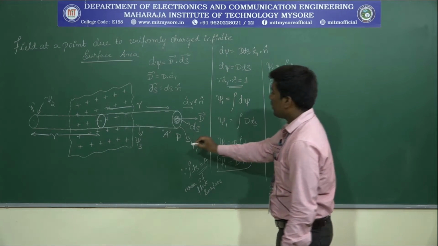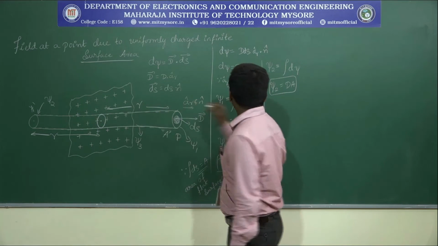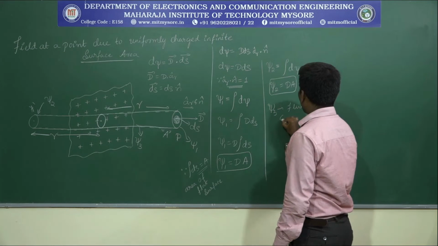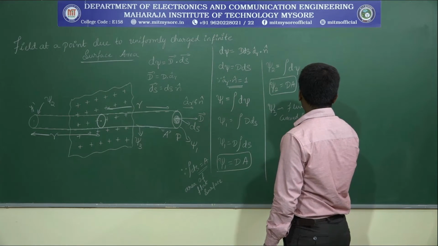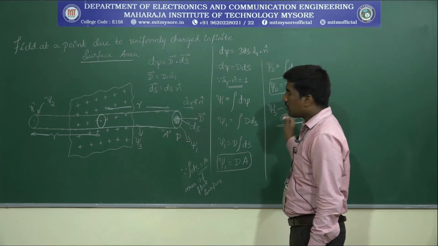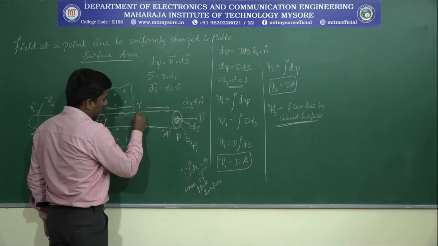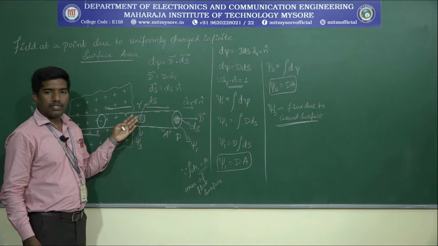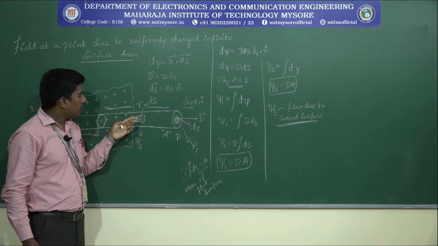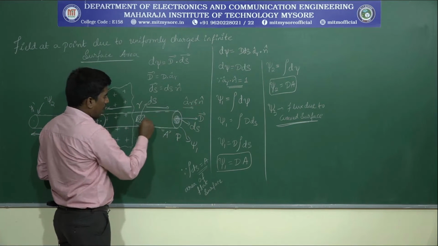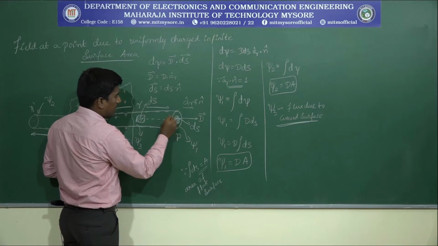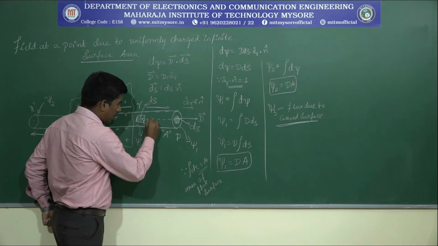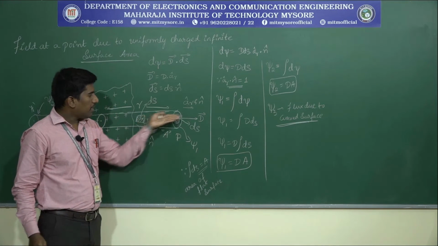Then what about psi 3? We need to calculate psi 3, that is, the electric flux due to the curved surface area. How to calculate psi 3? In order to calculate psi 3, let us consider the elementary surface dS on the curved surface of this cylinder. For this consideration, the n cap is perpendicular to the direction of a cap r. N cap is in this direction, which forms an angle theta of 90 degrees to the direction of a cap r.